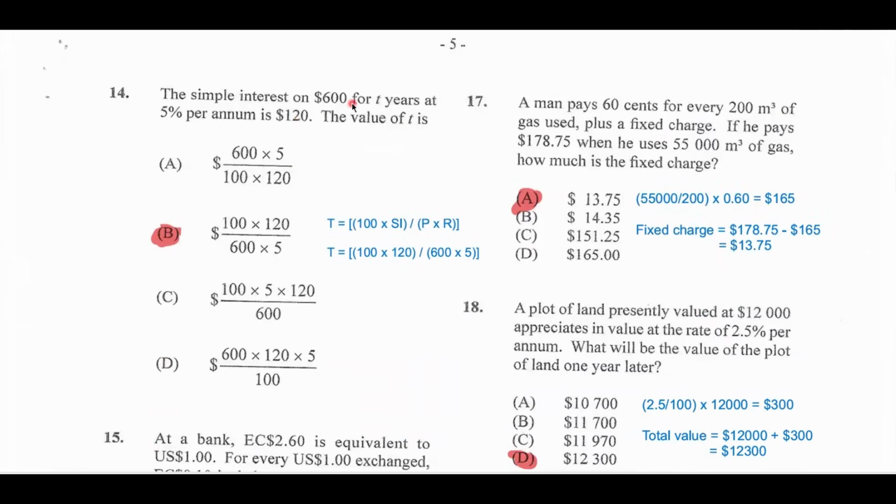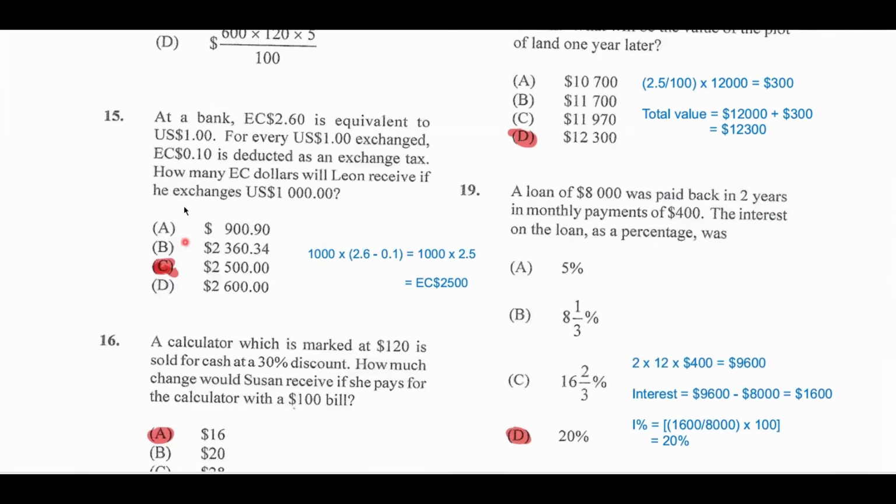Number 14, simple interest on $600 for T years at 5% per annum is 120. The value of T is 100 times SI divided by principal times rate. So it's 100 times 120 divided by your principal, which is 600, times your rate of 5. That is B.